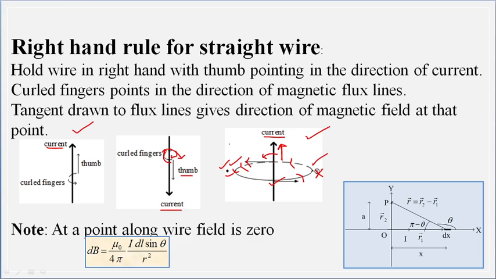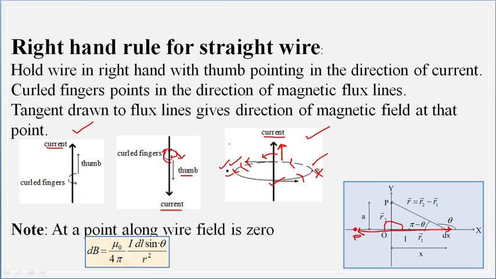One more thing. A note is given here: at a point along the wire, the field is 0. Suppose you take a point on the wire, let us say the point is here. Then what will be this theta? If the point P is here, then this is vector R2, the element is here, vector R1, and this angle is 180 degrees.